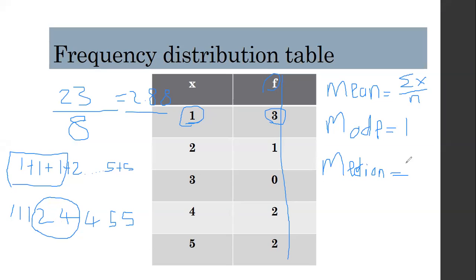So the answer is what, 3? Okay, we add 2 plus 4. That's 6 divided by 2. The answer is 3. And we are done. That is the central tendency for this.